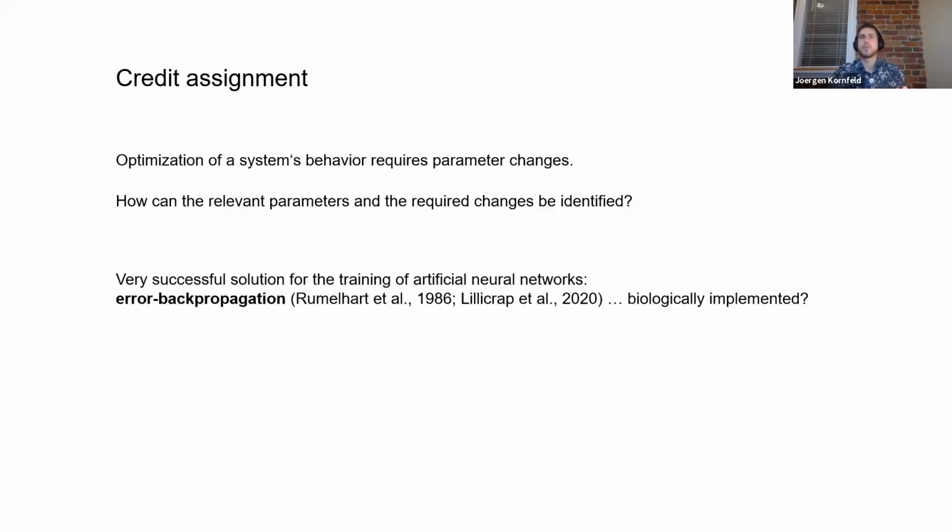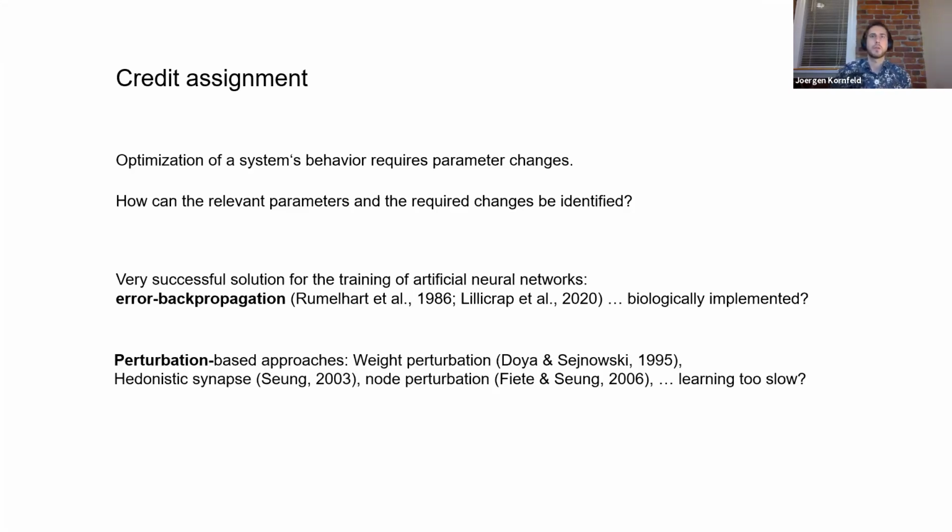But the big question for backpropagation is basically, is it actually implemented in the brain? As you know, there's a lot of recent work, especially theoretical work in this regard. But I think we still don't have an idea whether an animal actually uses this approach.